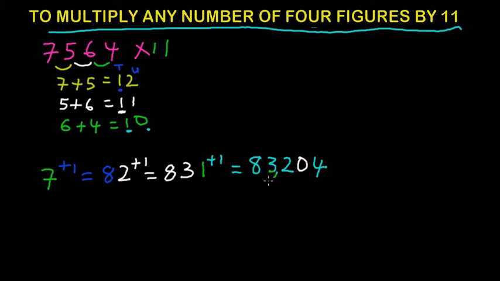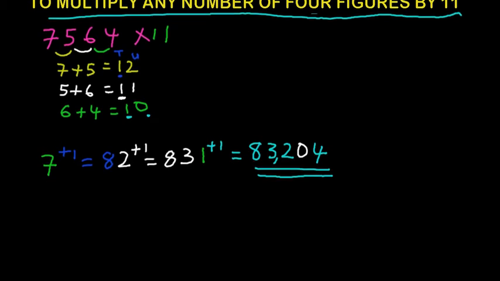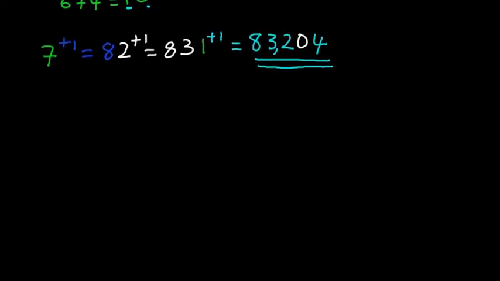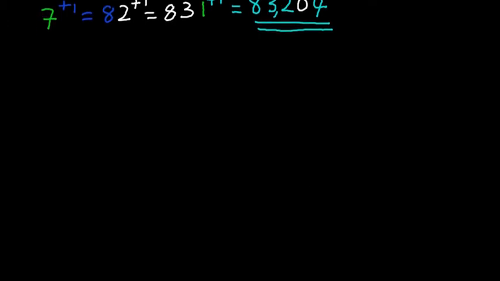So 7564 times 11 gives you 83,204. Let's try out another example. Very easy, just follow the steps. If you don't understand, rewind, play back.